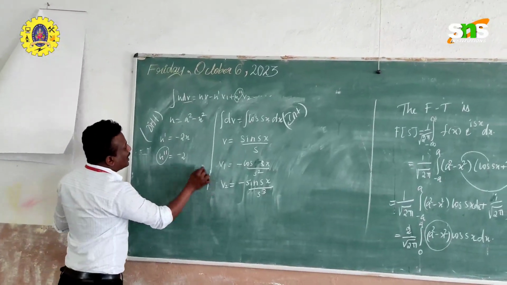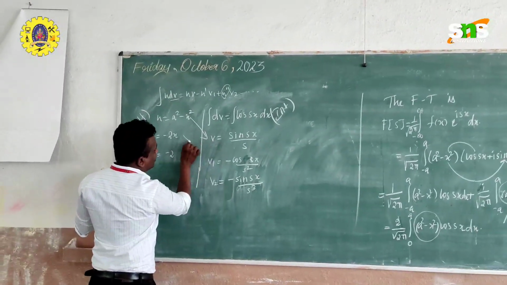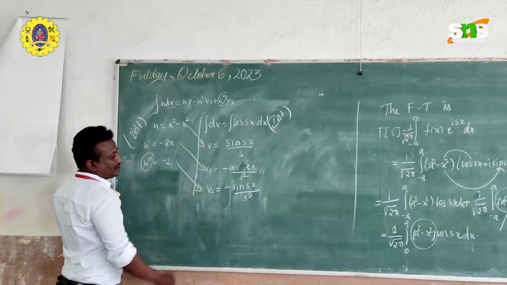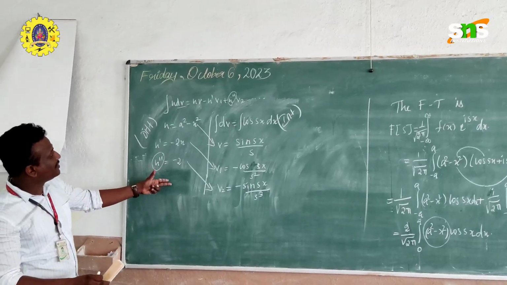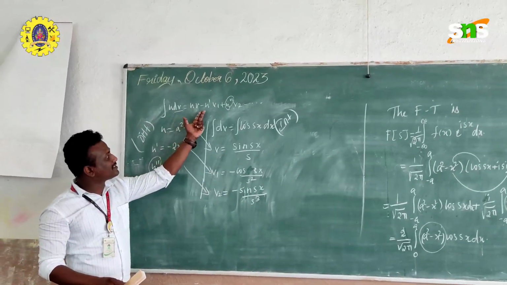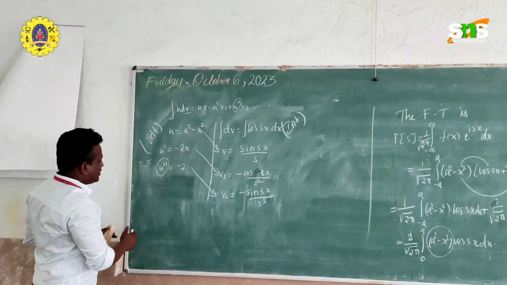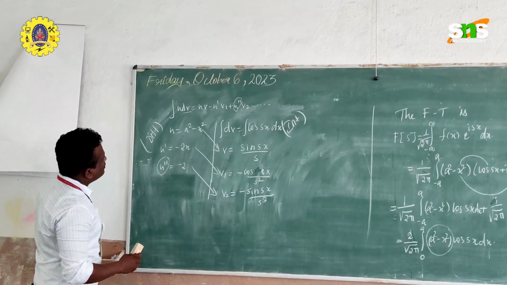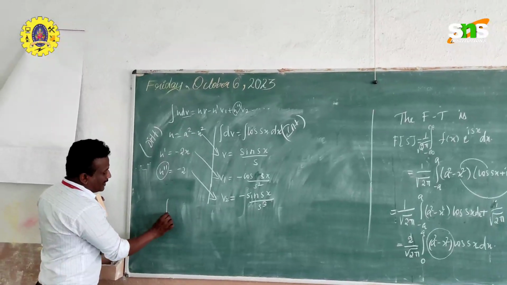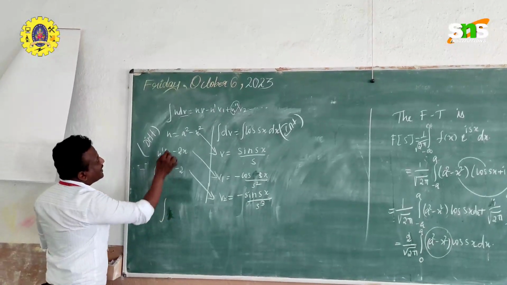So now I'm going to take multiplication, this one with this one and with this one. Now just substitute all the results which you have done here. I'm going to substitute our results in this formula. So first write integral of u dv.